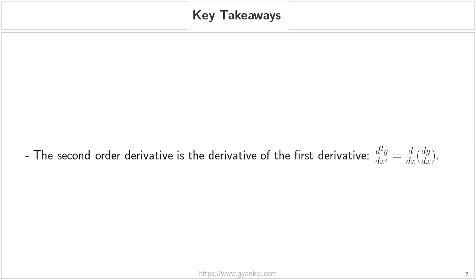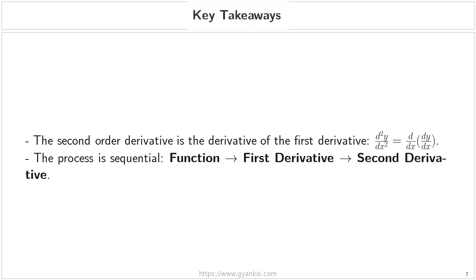Key takeaways. To wrap up our lesson, let us review the key takeaways to ensure you have a solid grasp of the material. First, always remember that the second-order derivative is simply the derivative of the first derivative. In mathematical terms, the second derivative of y with respect to x is equal to the derivative with respect to x of the first derivative of y with respect to x. As we demonstrated in our step-by-step example, this is a strictly sequential process. You must start with your original function, calculate the first derivative, and then use that resulting expression to find the second derivative.